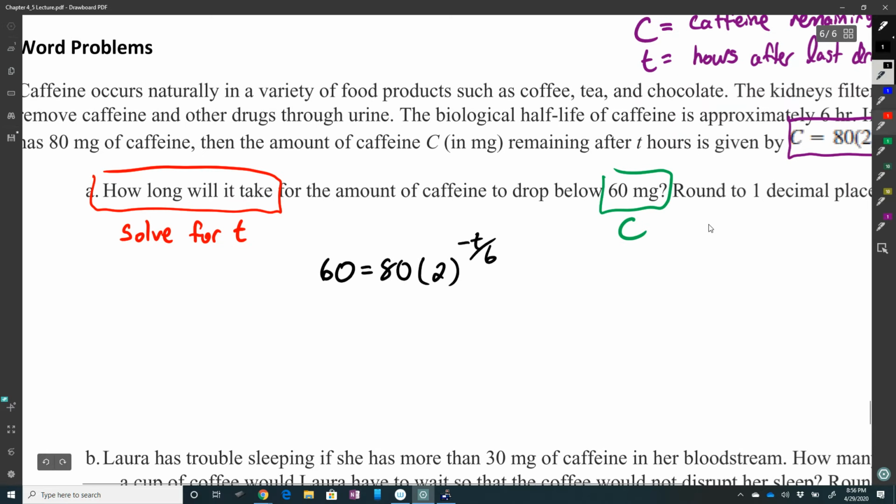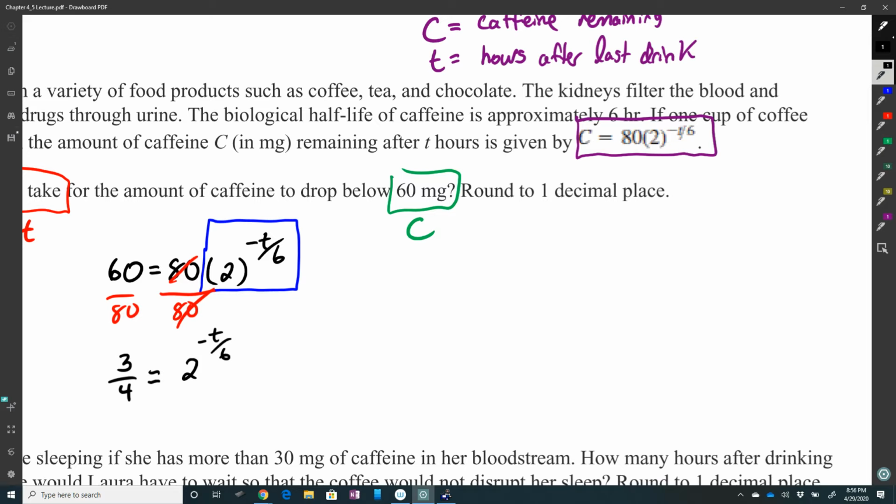All right. So my exponential term is this guy. The exponent just affects the 2. It does not affect the 80. Before I do any logging or anything like that, I have to get the exponential term by itself. So I divide by 80. 60 over 80, that's 3/4. Equals 2 to the negative T over 6. And how you want to solve it is up to you. You can log both sides, or you can convert. I'm going to do the log both sides route. That's the route that they tend to take for exponentials. Whereas for logs, they tend to convert.